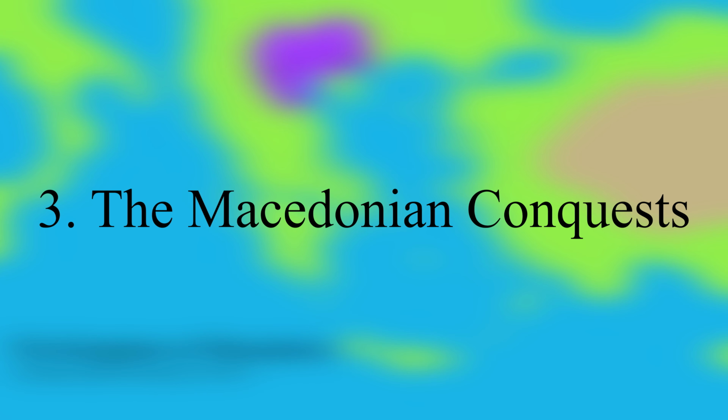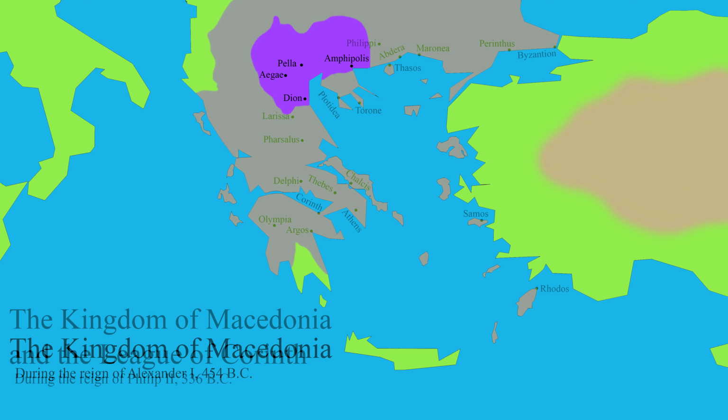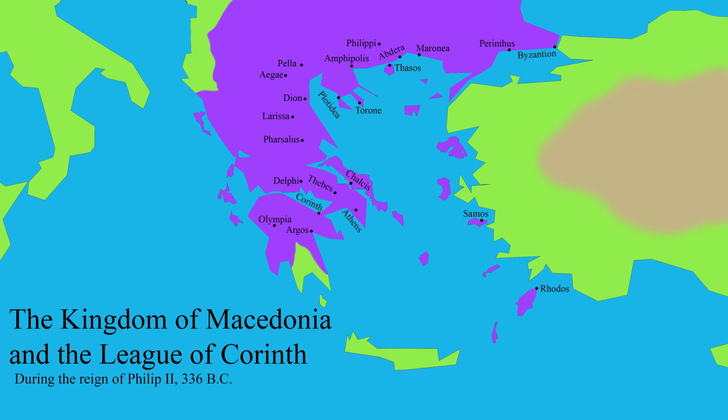Number 3. The Macedonian Conquests. In the north of Greece, the Kingdom of Macedonia had seen a major upswing under King Philip II, who had risen to power in the year 359 BC. He had with remarkable speed turned Macedonia into a major power in Greece. In big part, this was due to his cunning diplomacy and military reforms, which saw Macedonia preside over a full-time professional army, as opposed to the citizen phalanxes that had been standard up until that point.